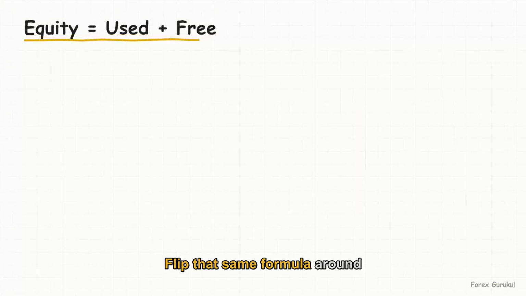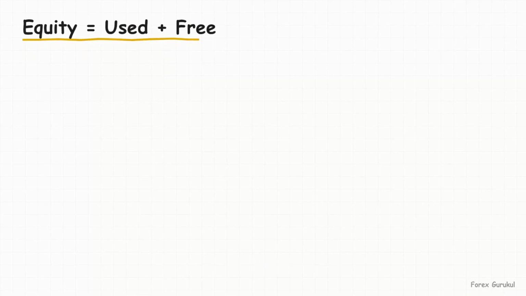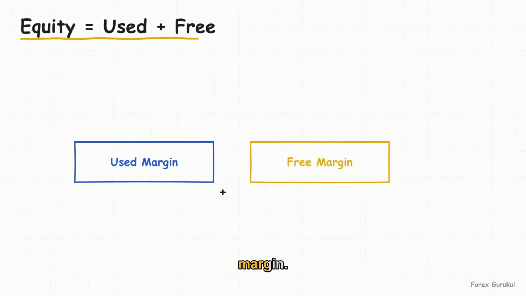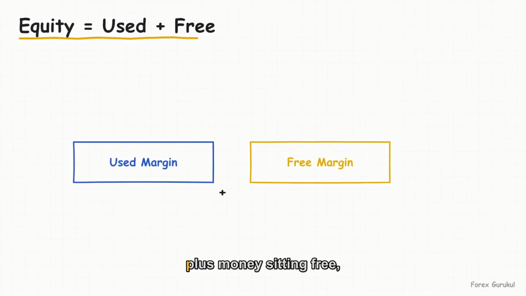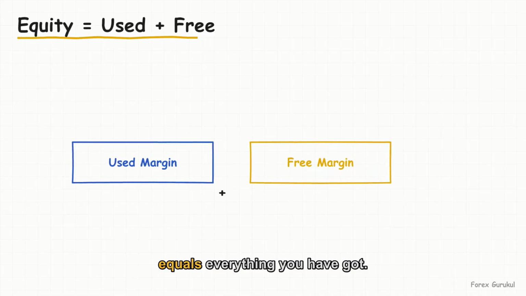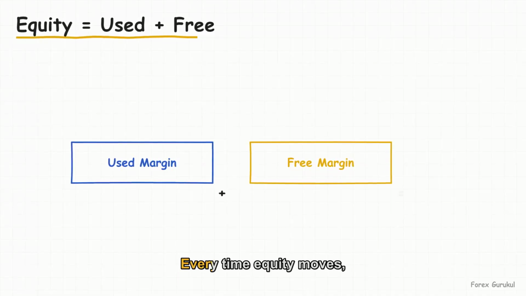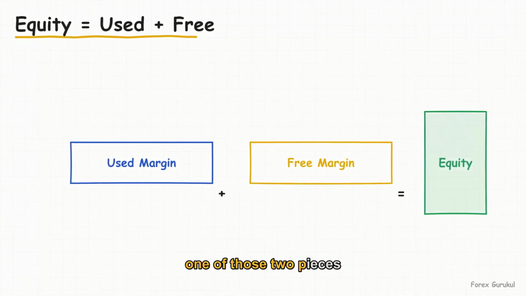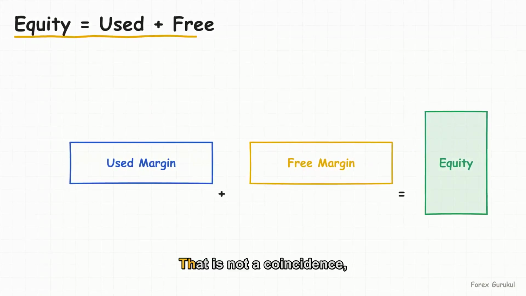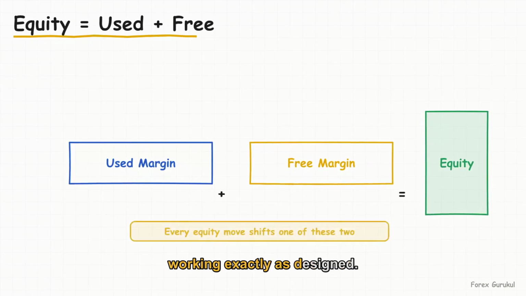Flip that same formula around, and you get the relationship that ties this whole video together. Equity is not just some standalone number. Equity is always exactly equal to used margin plus free margin. Money tied up in trades plus money sitting free equals everything you have got. Every time equity moves, one of those two pieces has to move with it. That is not a coincidence. That is the whole system working exactly as designed.